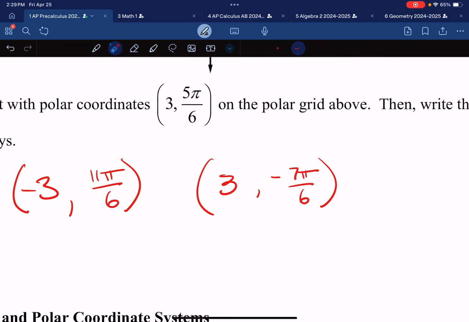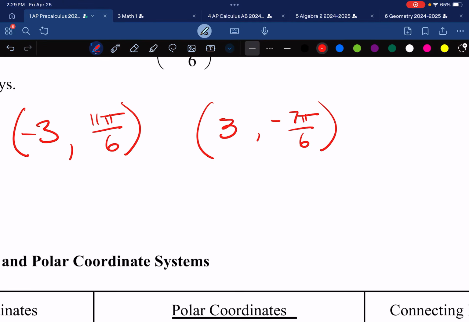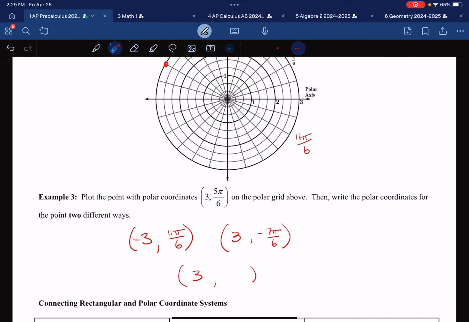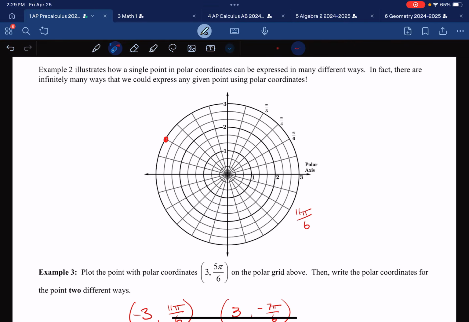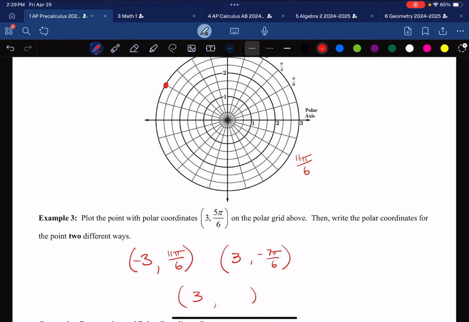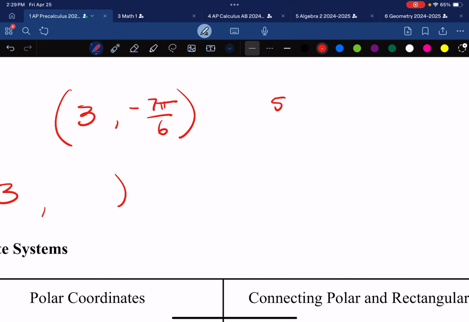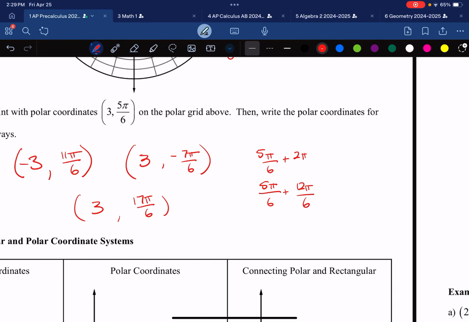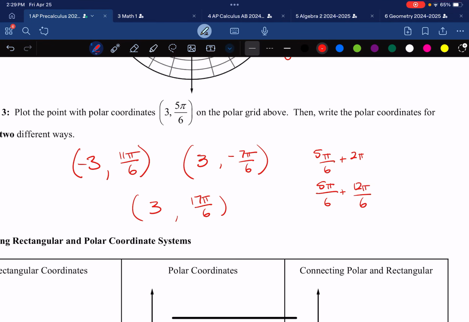You could have also just added another loop. I'm an overachiever, so let's give a third one here. Ready? I'm going to go a distance of 3, but instead of doing this little 5 pi over 6, let me go here and then all the way around to back here. So I'm going to add on a full rotation. So I'm going to have 5 pi over 6, and I'm just going to add on another 2 pi, which is the same thing as saying 5 pi over 6 plus 12 pi over 6. So 5 plus 12 is 17. So I went 17 pi over 6 rotations around. So 3 different ways. You can choose any 2 for your notes.